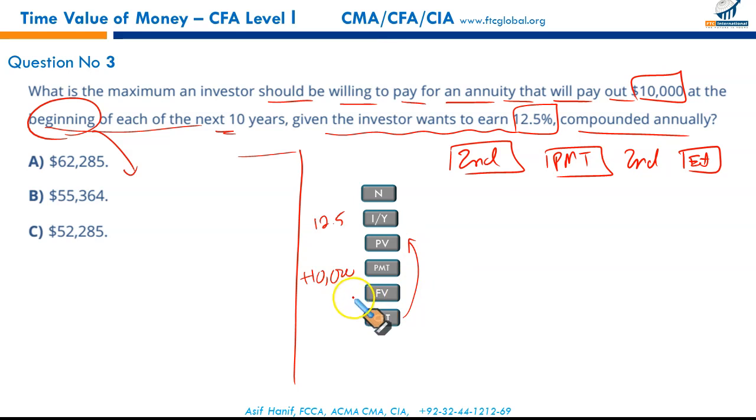Future value is 0. And what is N? Now this is something that you have to take care. Maximum an investor should be willing to pay for an annuity that will pay 10,000 at the beginning of each of the next 10 years, given the investor wants to earn 12.5% compounded annually. 10 periods, 12.5% interest. Plug in the numbers and you will get your results straight away.